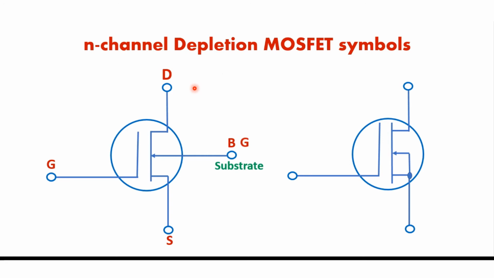There is one more figure here. This is the gate of this particular figure, that is a symbol of a depletion MOSFET. This is the drain terminal of this depletion MOSFET, and this is nothing but the source of this particular depletion MOSFET symbol. So this is the N-channel depletion MOSFET symbol, or this is how this depletion MOSFET is symbolized.